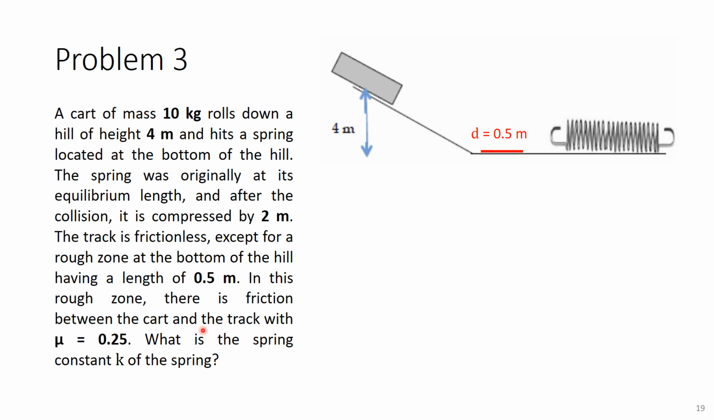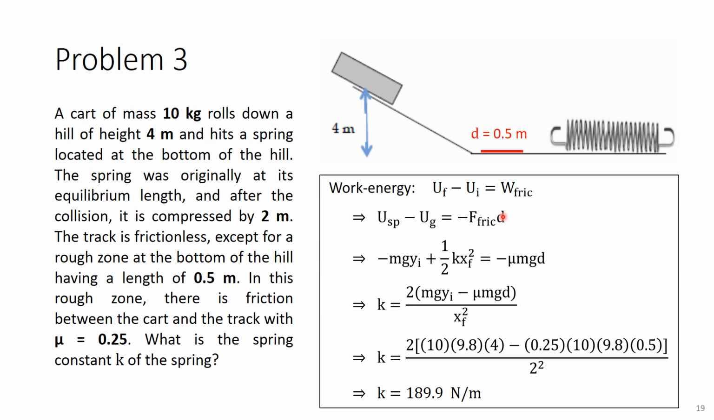So based on this information, we are calculating the spring constant K once again. So we use the work energy relationship, U final minus U initial equals work done by friction. U final is just the spring energy, like in the similar problem that we did earlier, and U initial is gravitational potential energy of the block.